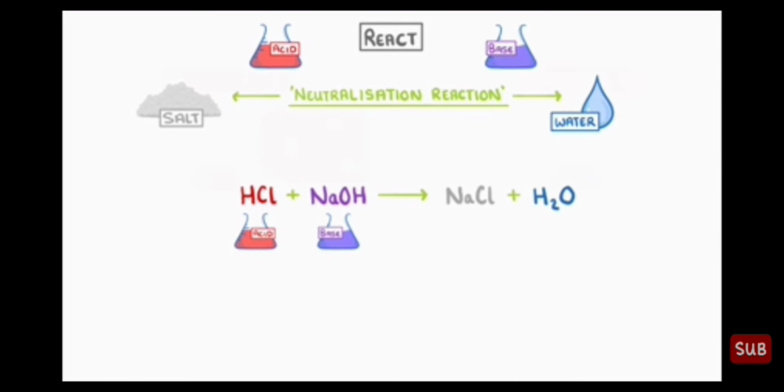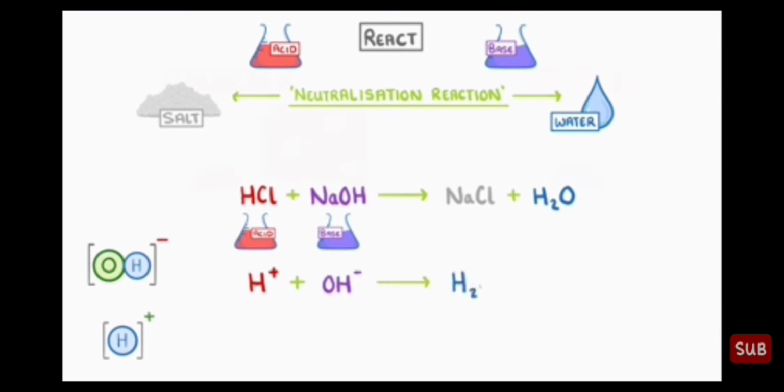Another way to show these neutralization reactions is in terms of hydrogen ions and hydroxide ions, where H+ from the acid and OH- from the base combine to form H2O. And because the acid and base have both been neutralized in these sorts of reactions, the pH of the product should be 7 because they're neutral.